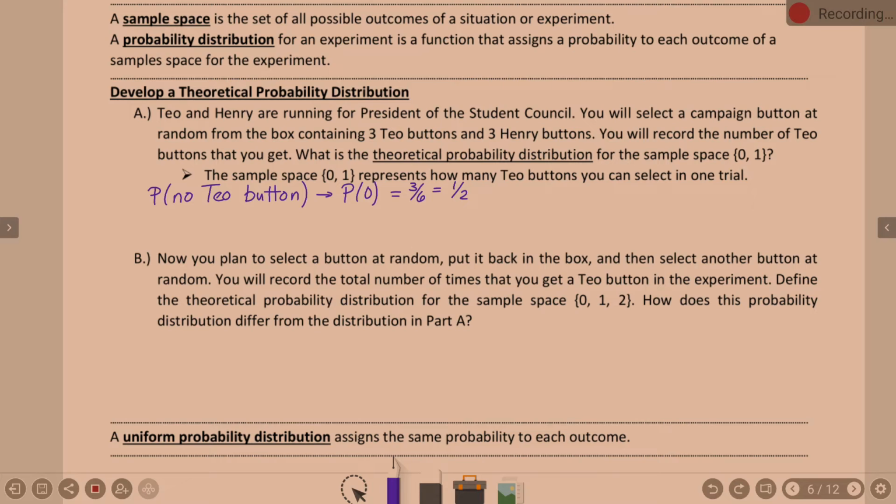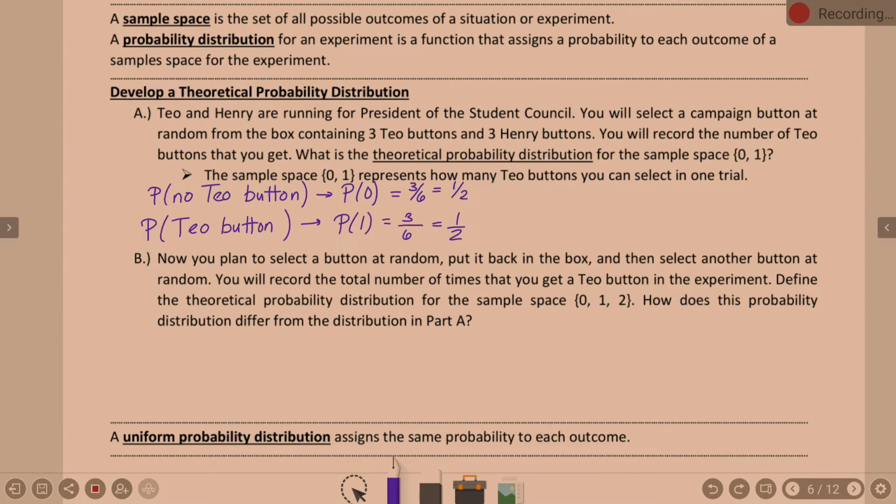So the other option then is the probability of 1. And so that probability of 1 is going to be the probability of picking a TO button on that one draw. So what's my probability of picking a TO button? 50%. Okay, same thing, right? This time there are 3 TO buttons out of 6, which is 3 out of 6, 1/2.